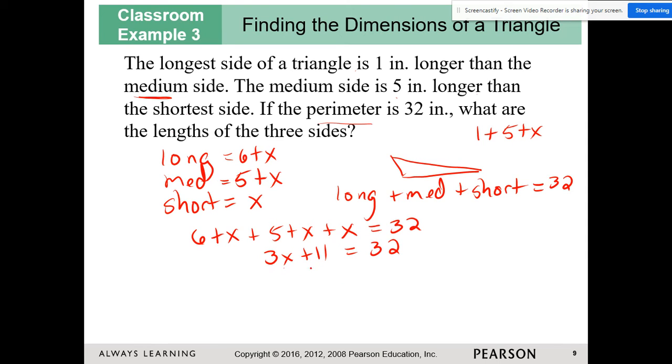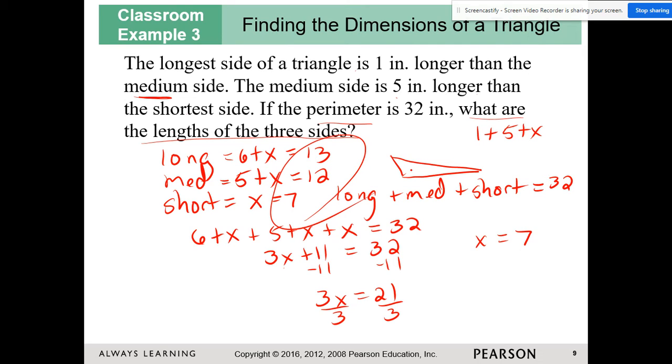Get the x by itself. So subtract our 11. 3x is equal to 21. And divide by 3. And you get 7 for x. But we want the lengths of all 3 sides. So x is 7. Medium is 5 plus 7. And long is 6 plus 7. Inches. I forgot my unit. Sorry about that. Inches.